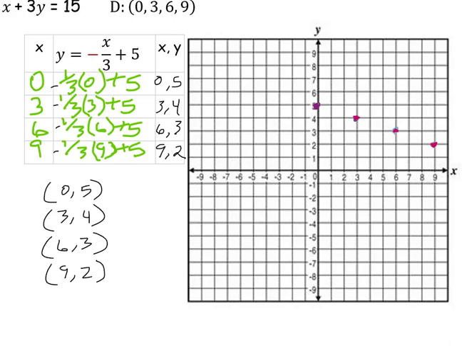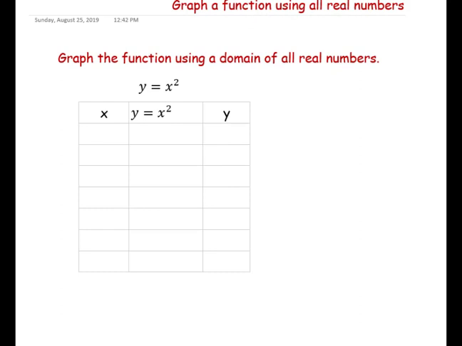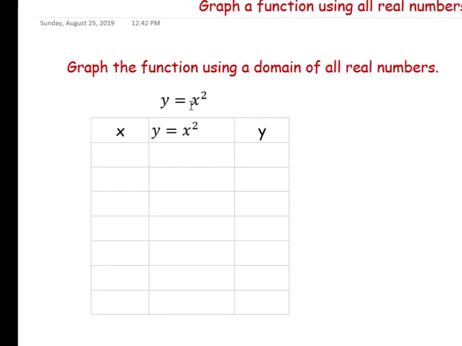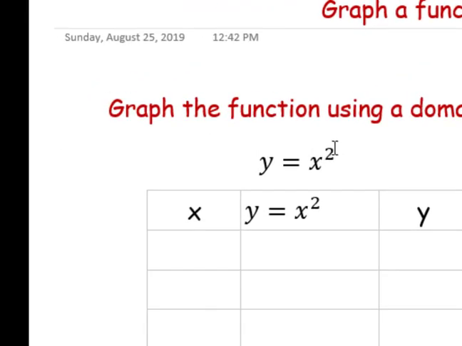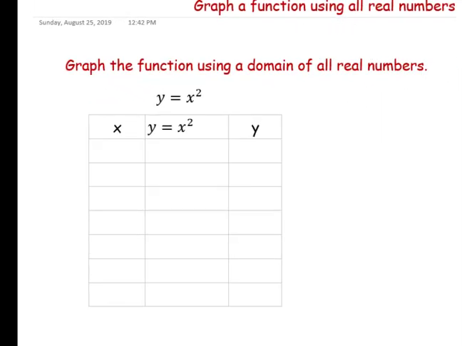All right, let's take a look at one more function. Now I'm going to graph a function using a domain of all real numbers. Notice my function y = x squared is already solved for me. I don't have to do anything to it. I just have to plug in my digits of all real numbers. So when it's asking me to graph a function using all real numbers, I'm going to use negative and positive numbers. Okay, so let's do that right now.